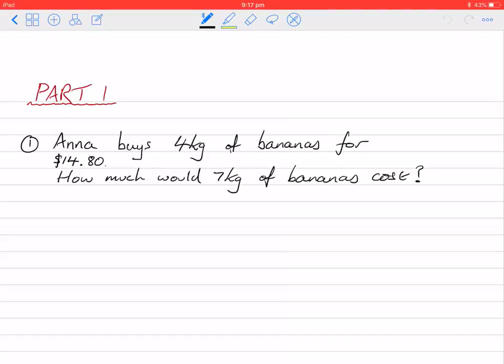Okay, welcome guys to this ILA on proportion. Proportion is essentially where you're looking at two different things, and we say those two things are in proportion. So here in this question, we have a weight and a price. So those are the two things, weight and price.